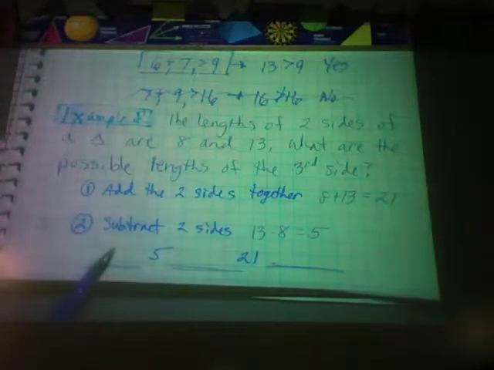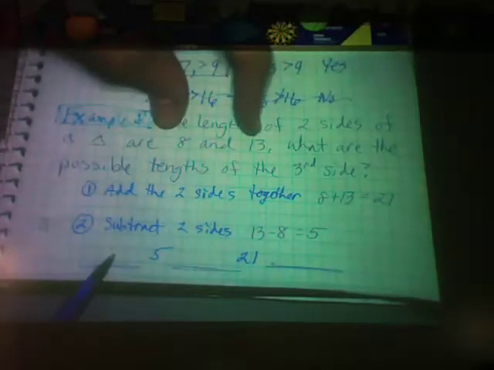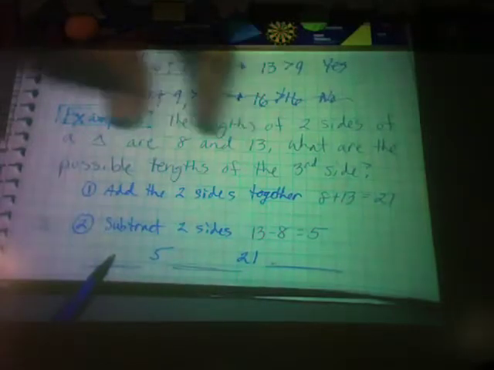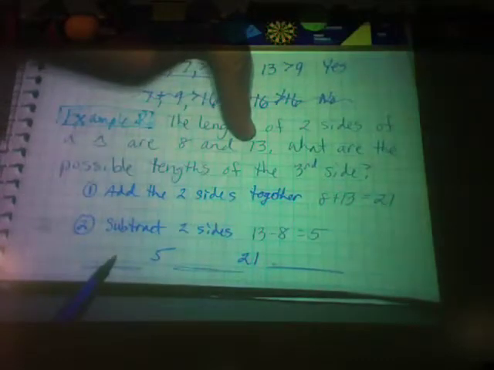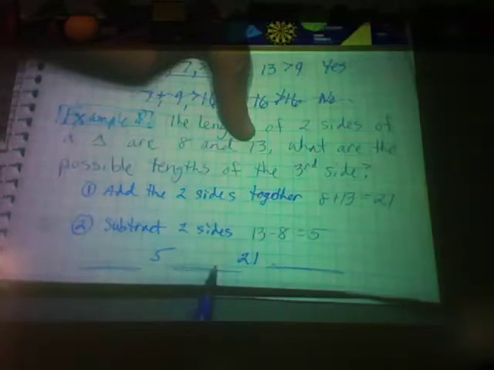So you choose a side length that would be less than 5. 4. All right, 4 is less than 5, right? So if we had 4, 8, and 13, wouldn't 4 and 8 be the smallest sides? So what's 4 plus 8? 12. Is 12 greater than 13? No. So would any side smaller than 5 work? No. So we know that we can't have a number less than 5, right? Choose a number in between 5 and 21.